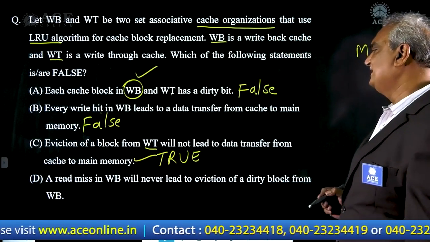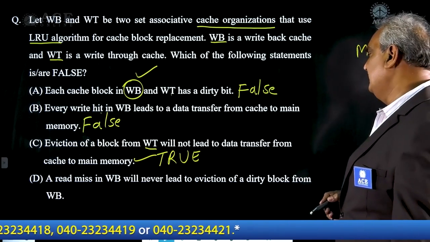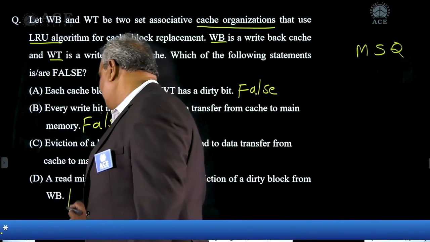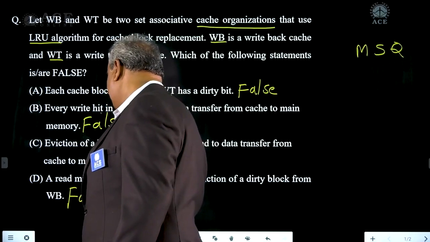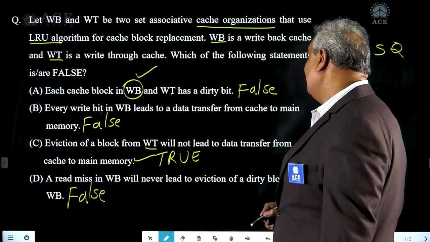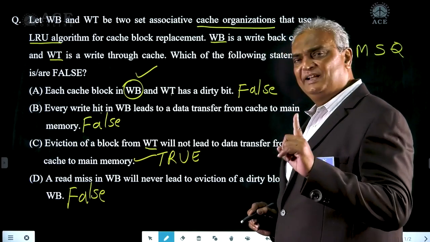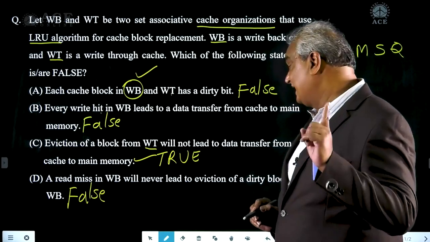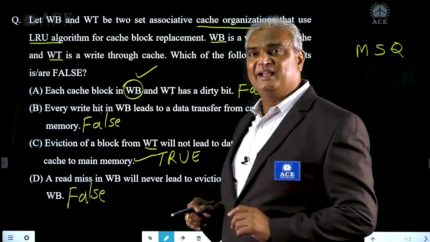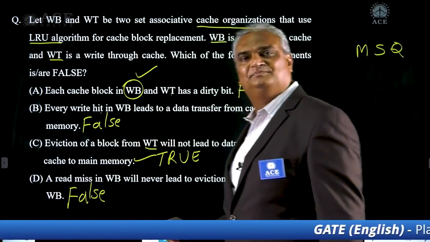D. A read miss in WB never leads to eviction of a dirty block from WB. Yes, it is also false. Watch the statement once. A read miss in write back will never lead to eviction of a dirty block from WB. When a read miss has occurred, the dirty block is compulsorily needed. That's why it is also false.